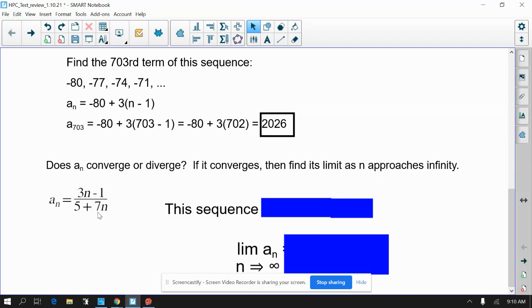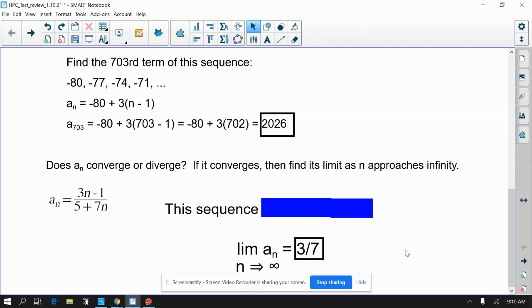So this brings us back to our unit 2 when we talked about rational functions. When n gets really large, what really dominates is, in the numerator, the 3n dominates the numerator, and the 7n dominates the denominator. So when n gets large, the only thing that really matters is 3n divided by 7n. And those n's cancel out, leaving you with 3/7.